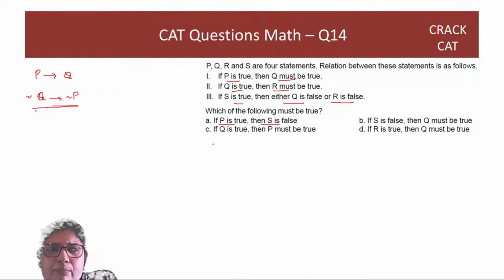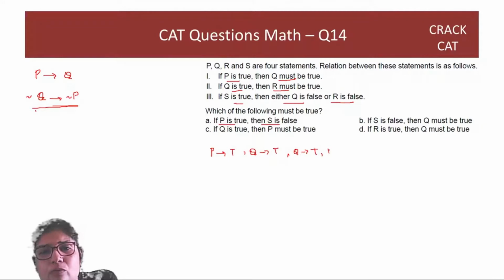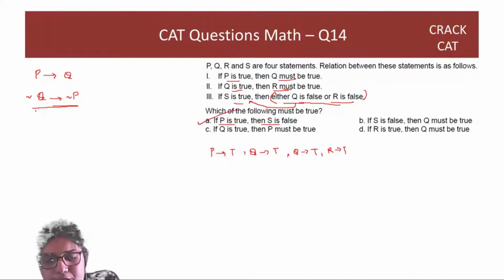Which is true, right? That if P is true, then Q will be true, right? Q has to be true. Q is true, so R must be true. Now if Q and R both are true, then this statement becomes false, and if this statement becomes false, then S also must be false. So option A is the right option.